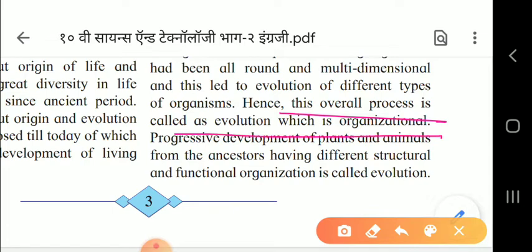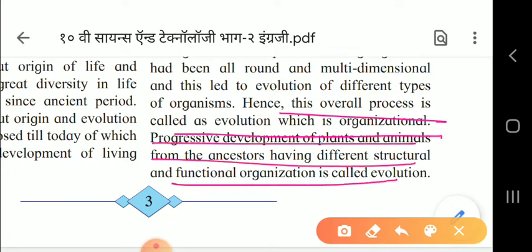Progressive development of plants and animals from ancestors having different structural and functional organization is called evolution. This is the point to note down. So whatever progressive development in plants and animals is there from the ancestors having different structural and functional organization, that is called evolution. Structural means the changes in the structure, and functional means the changes in their habits.